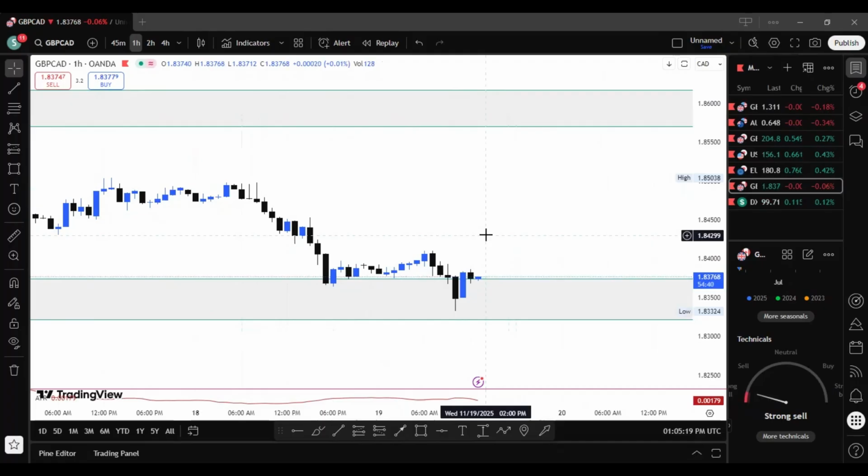On the default cTrader, MT4, MT5, TradingView, the default is red for a downside candle, then green for a buying candle or a bullish candle. But I've decided to change the colors just to control my emotion, basically.